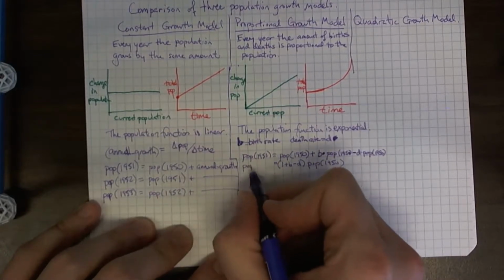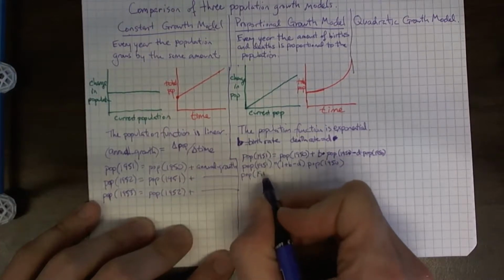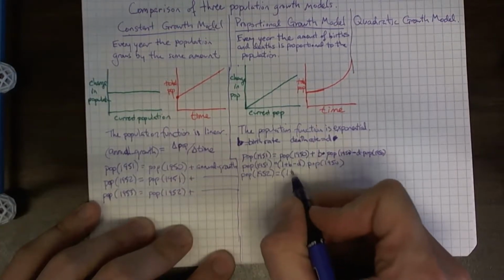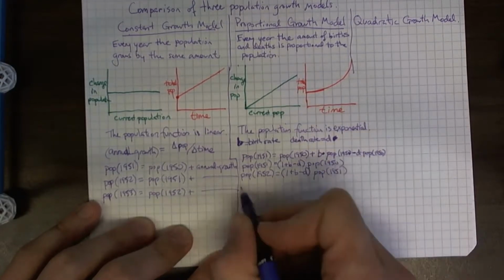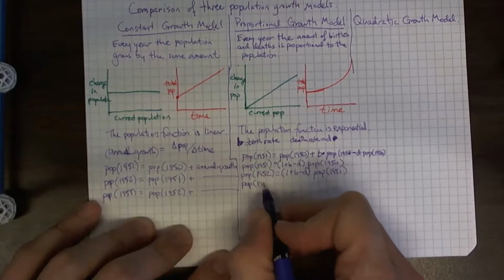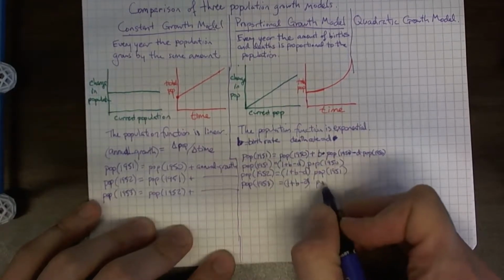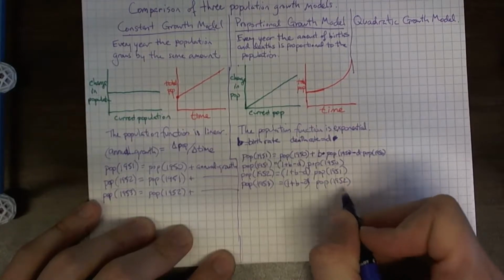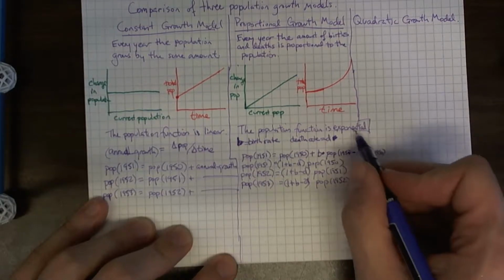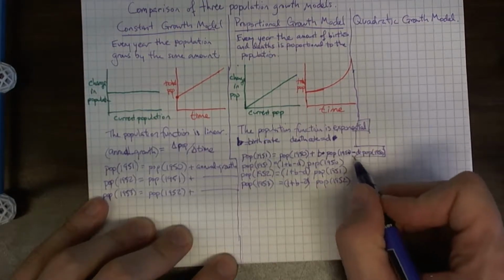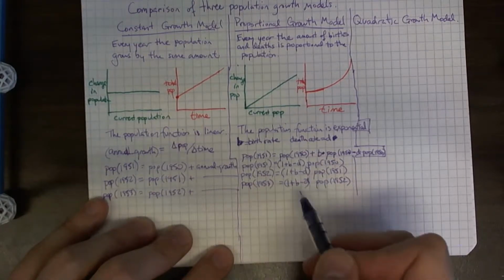All right, and similarly, the population at 1952 is going to be 1 plus B minus D times the population at 1951. And then the population in 1953 is going to be 1 plus B minus D times the population of 1952. Right, and this is giving us a mathematical way to see that it will actually be an exponential growth because every year you're multiplying by the same factor.